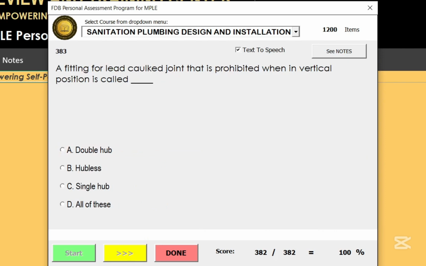A fitting for lead caulked joint that is prohibited when in vertical position is called blank. A. Double hub. B. Hubless. C. Single hub. D. All of these. Please pick your choice.